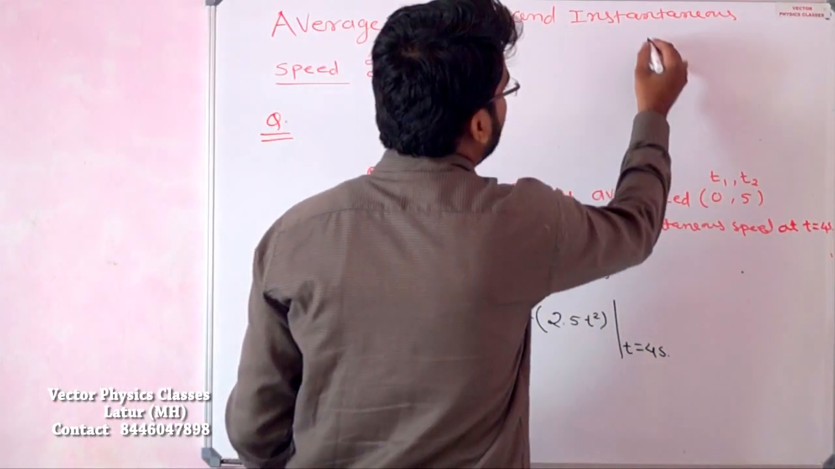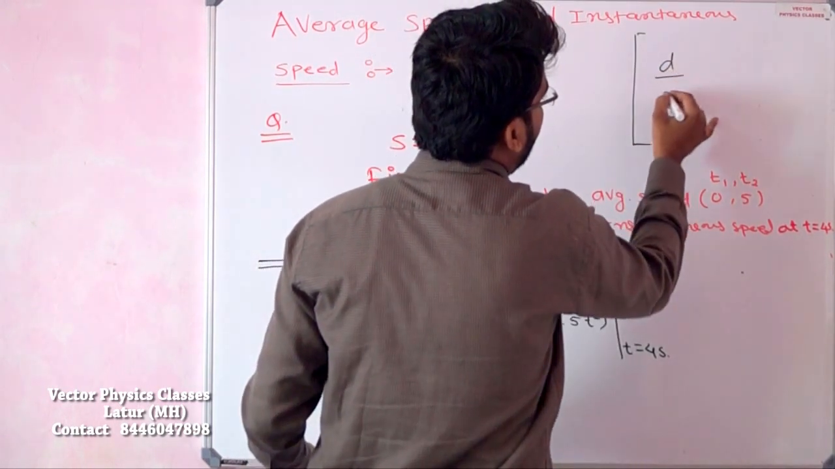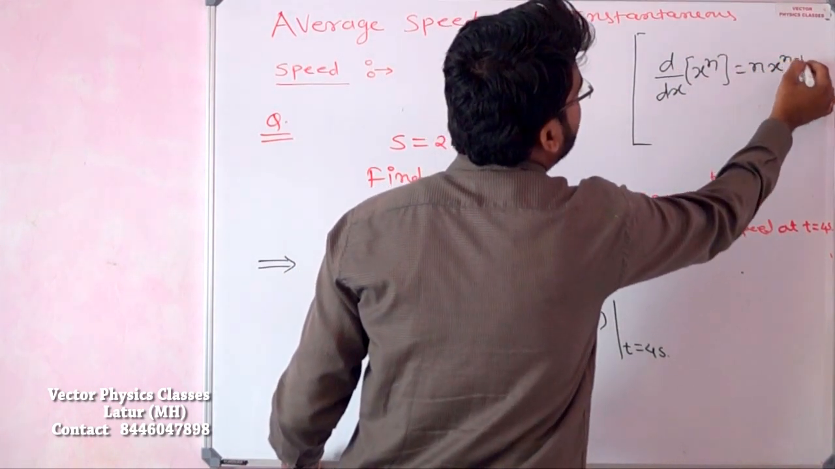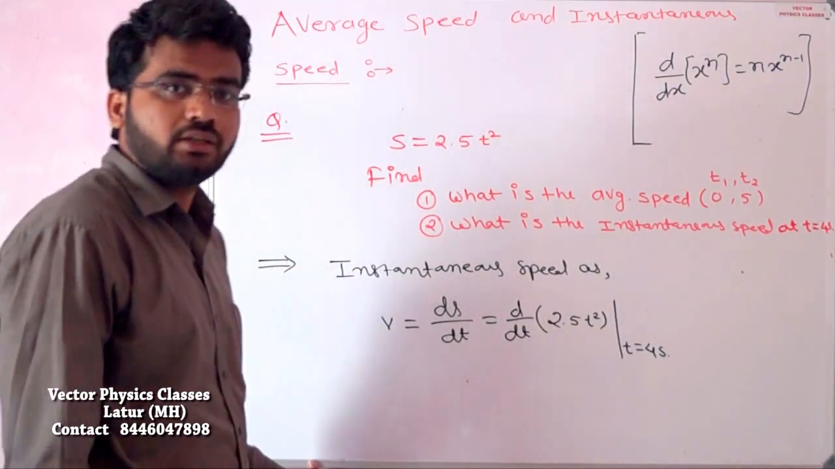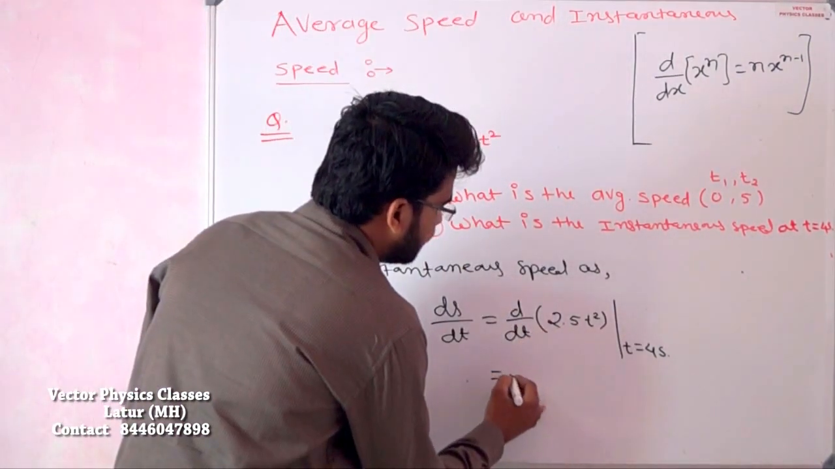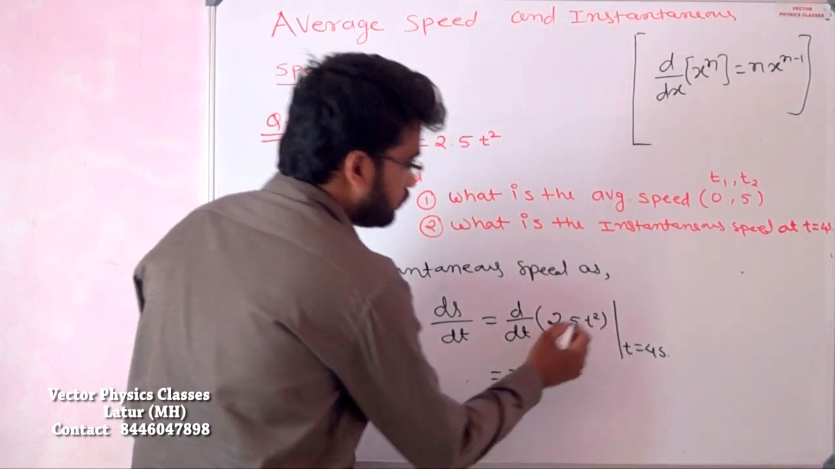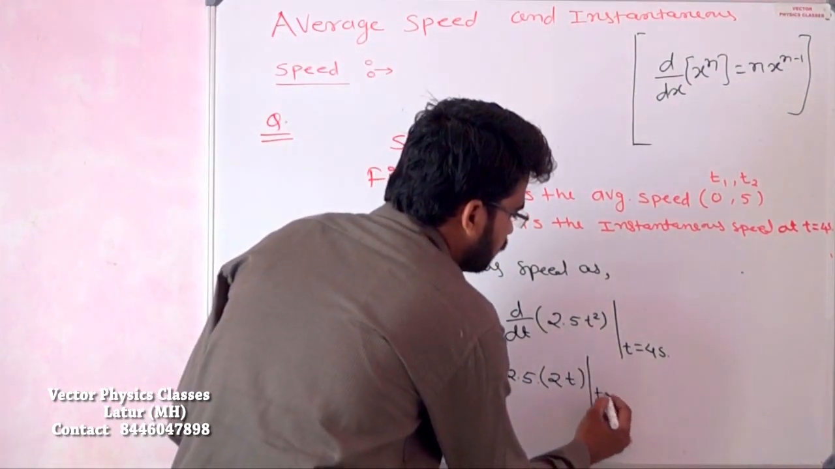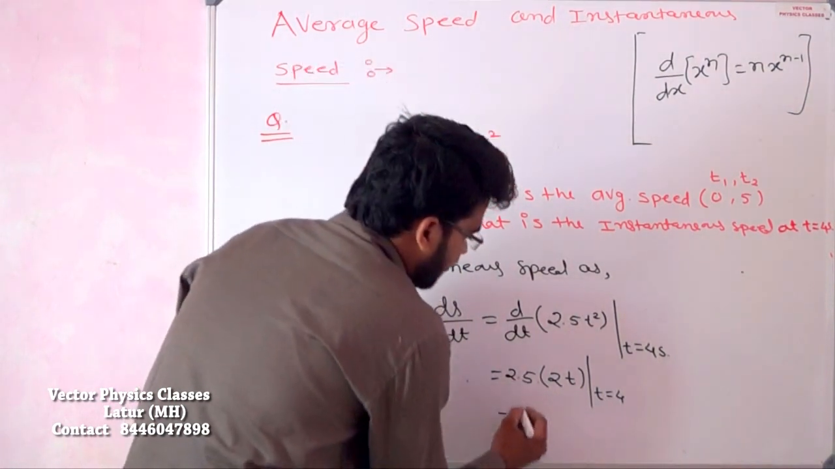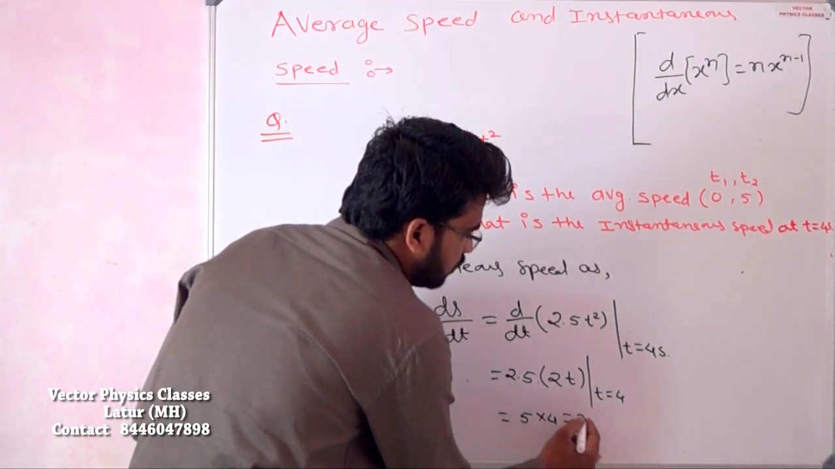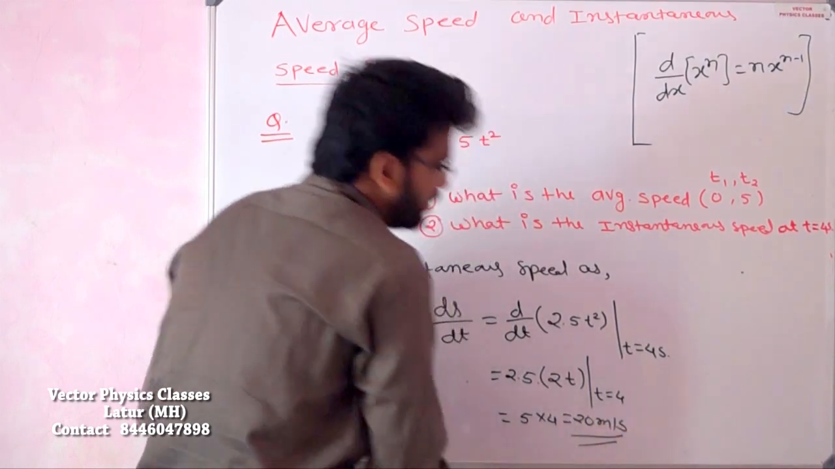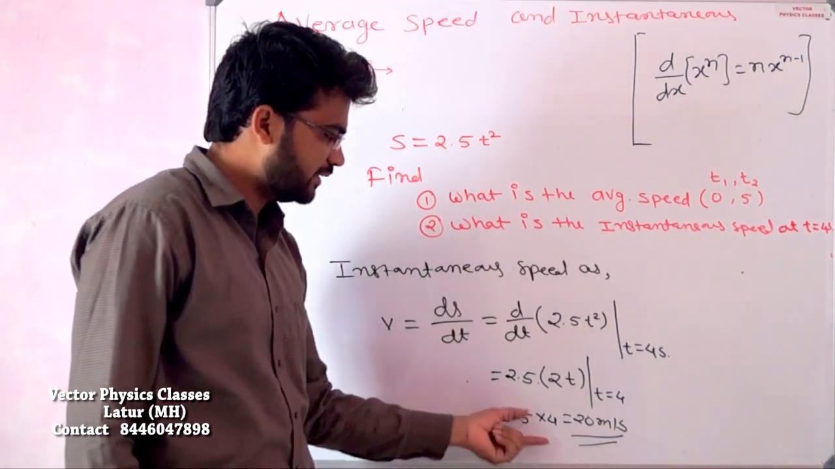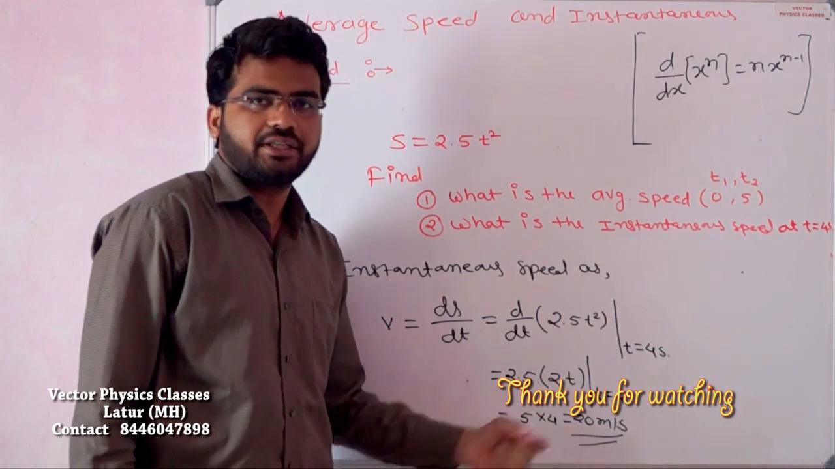Differentiate this, and we have one formula from differentiation. d by dx of x raised to n is n into x raised to n minus 1. So by using this formula, we'll get 2.5 into 2 into t raised to 2 minus 1, and putting t is equal to 4 over here, we'll get 2.5 into 2 is 5 into 4, which is equal to 20 meter per second. As you can see from these two, the average speed is 12.5 and the instantaneous speed is 20 meter per second. This is the solution.